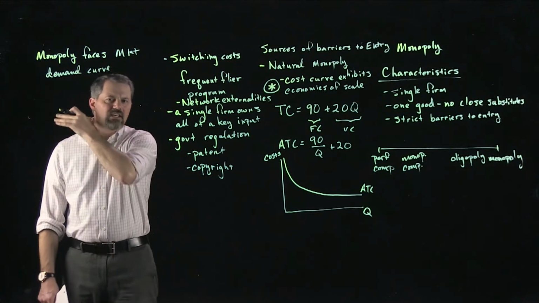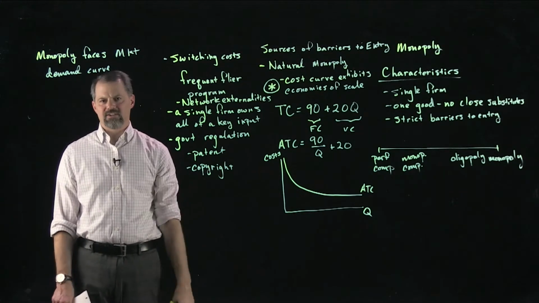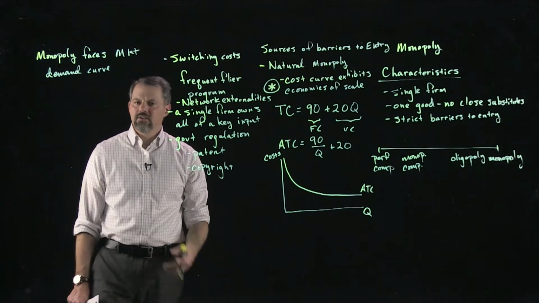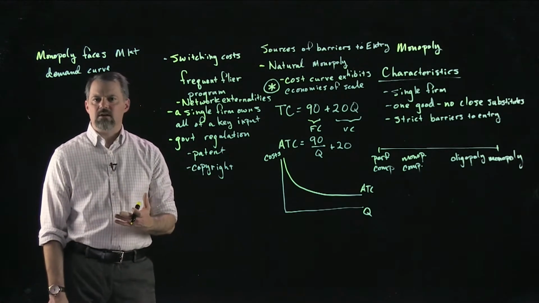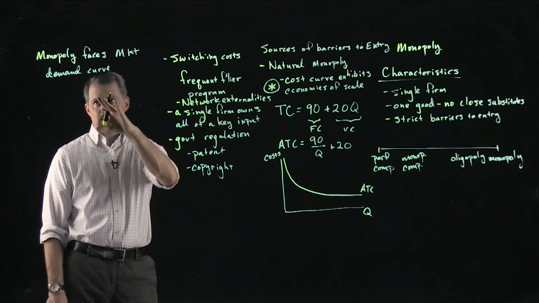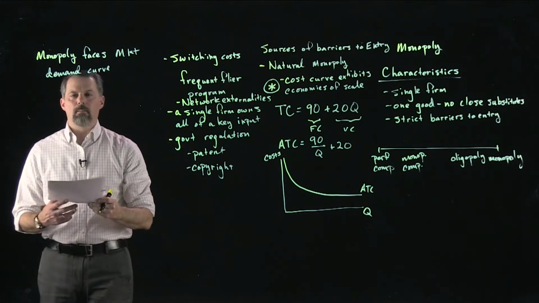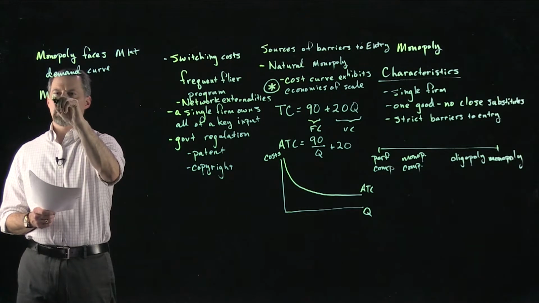The monopoly is the only type of firm that faces the market demand curve. No other firm faces the market demand curve. The only way that you face the market demand curve is if every buyer has to buy from you. And clearly that only happens when there's one seller. So let's think about what marginal revenue looks like for a monopoly.